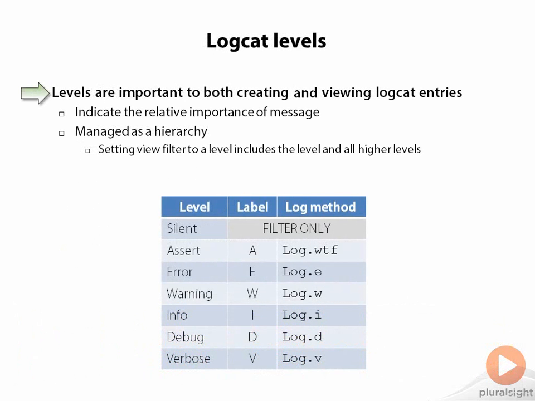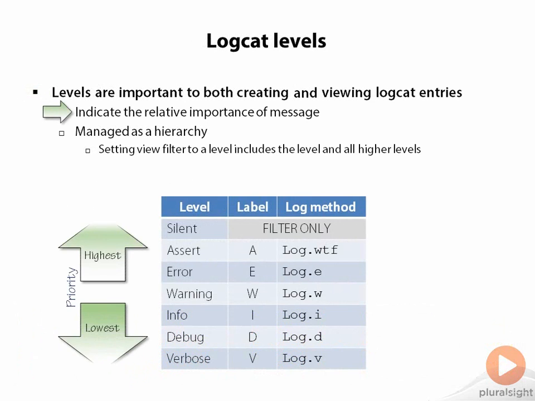Now, as I mentioned, the levels are really important. They're important both in terms of writing the information out as well as viewing the information. And again, they indicate the relative importance of the message. Right? So the lowest priority or importance is what's considered a verbose message, where you would write that out with the Log.v function. You'd call that, and that would write out what's considered a verbose message. And that would be something you would only show in kind of the most detailed informational scenarios. Right? You can have debug messages, or you can have informational messages, and those things are all just trying to help you see what's going on in your app.